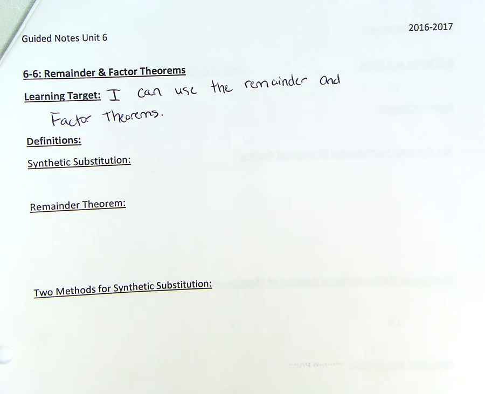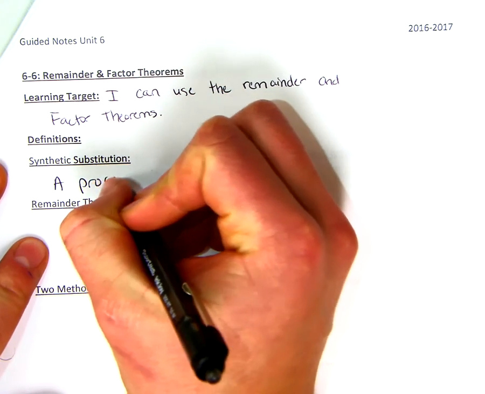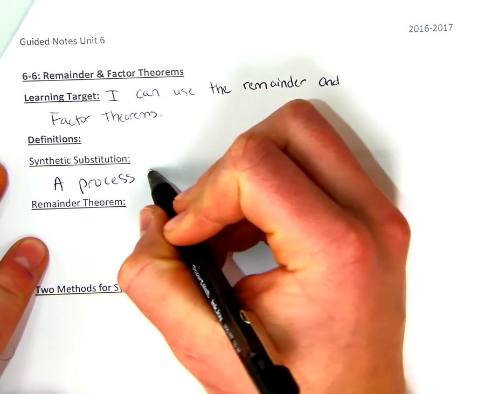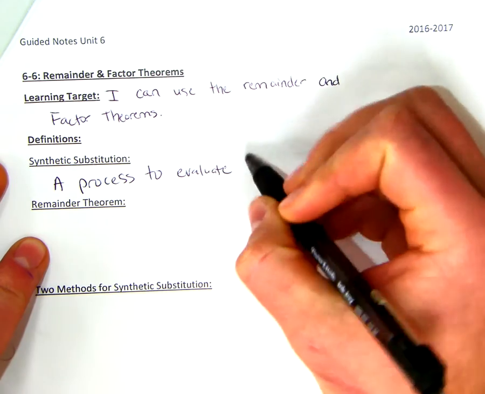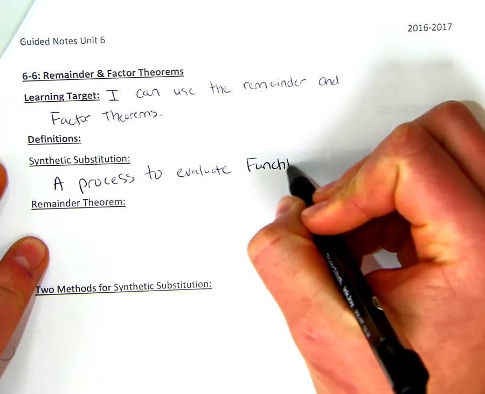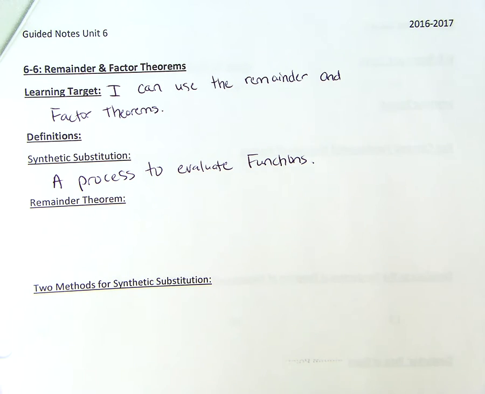All right, so this is Chapter 6, Section 6, Remainder and Factor Theorem. The learning target: I can use the remainder and factor theorems. The first part, synthetic substitution, is basically a process to evaluate functions. And these are polynomial functions, so they're going to be a little bit more in depth.